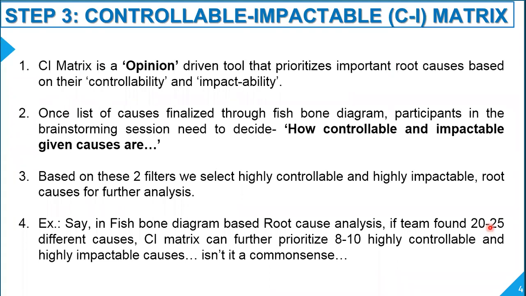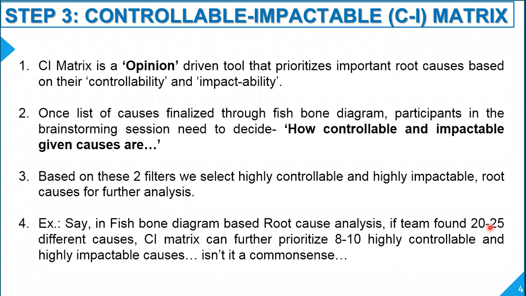If you remember FMEA, failure mode effect analysis, we had three filters over there: severity, then occurrence or frequency, and third, detection, right? So here, on almost similar terms, we are using two filters, controllability and impactability, to prioritize the causes. In FMEA, we prioritize the failure modes of problems. Here, we are going to prioritize the causes which we found in root cause analysis based on the fishbone diagram exercise. Okay, so let's go through the important points of the CI matrix.